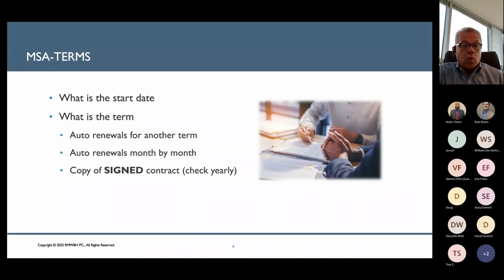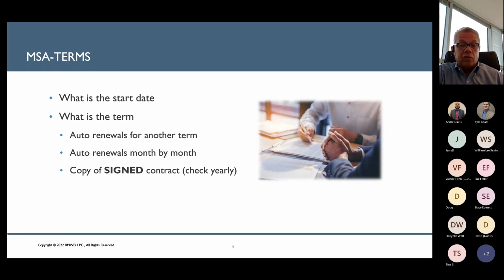It might be a good idea, at least once a year, to sit down, look at the associations you represent, put together a list of vendors, and then check your file to make sure that you have a copy of the contract signed by both that vendor and the association.